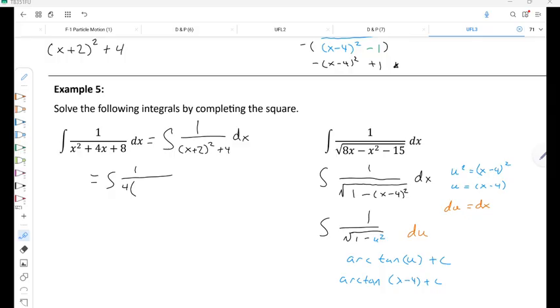Nope. I'm not going to do that because that doesn't follow algebra rules. The whole thing over 4, correct. Yep. X plus 2 squared over 4. All right. X plus 2, but squared, over 4, and then plus 1.